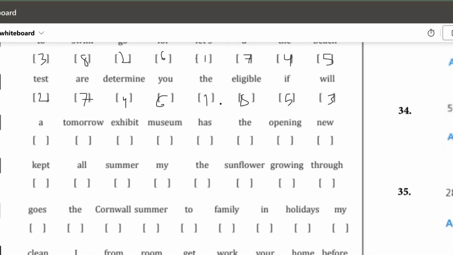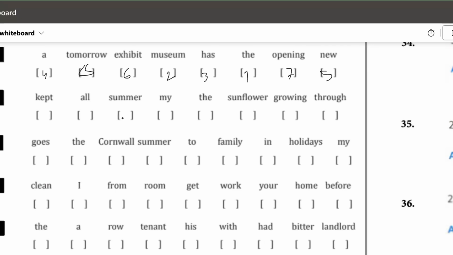Question number 27, which is tricky because opening and new sort of mean the same thing. However, you can start off with saying the museum has a new exhibit opening tomorrow. Question number 28.